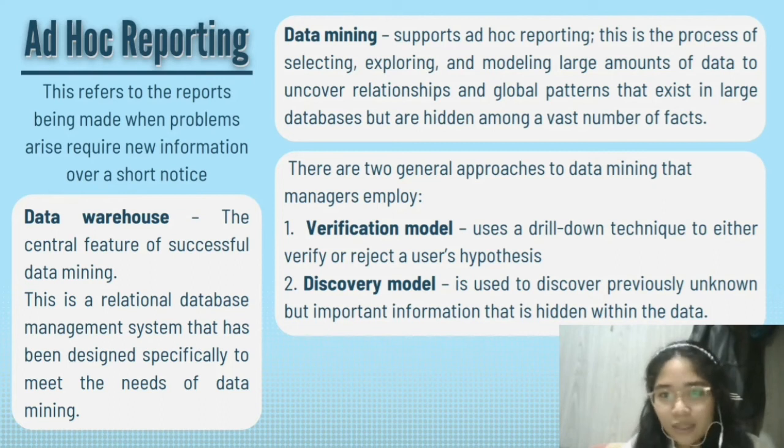So what is data mining? Data mining supports ad hoc reporting. This is the process of selecting, exploring, and modeling large amounts of data to uncover relationships and global patterns that exist in large databases but are hidden among a vast number of facts.